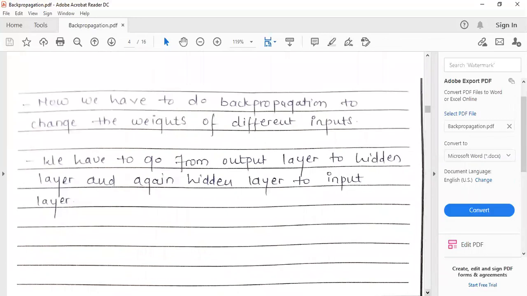Now the thing is, whatever output they have given is the target output, and whatever output we have calculated is the actual output. So there is some error between them, and to minimize or remove that error, we have to do the backpropagation. We have to do backpropagation to change the weights of the different inputs, and we have to go from the output layer to the hidden layer, and the hidden layer to the input layer. That I have already explained. Now you have to work in reverse.